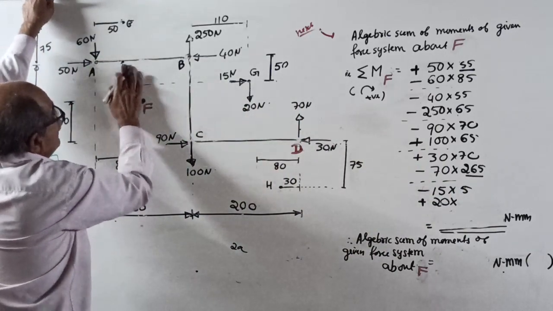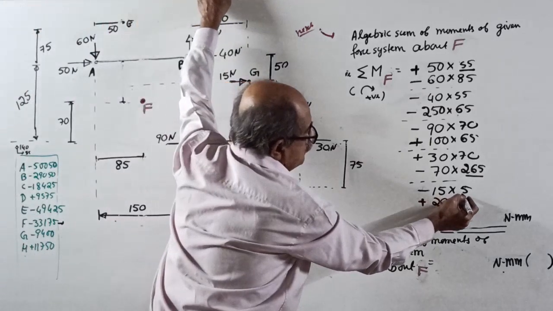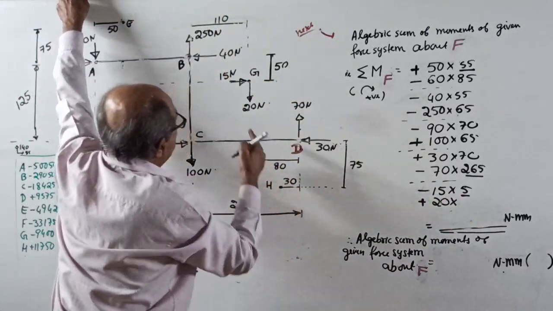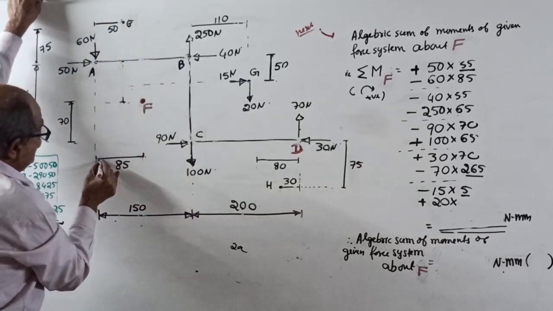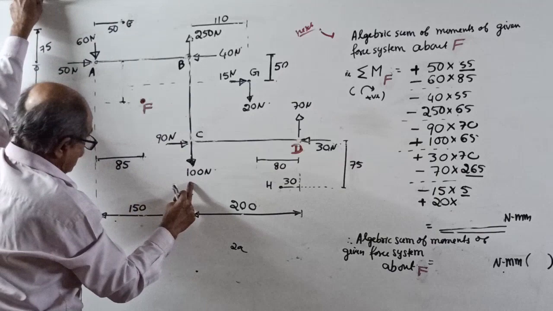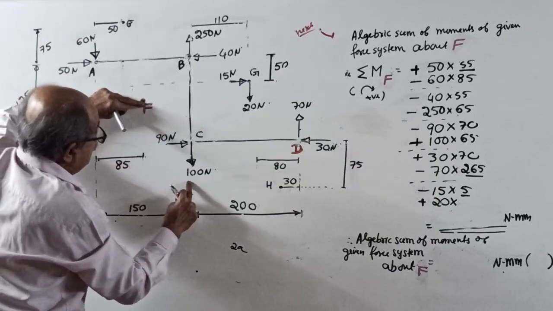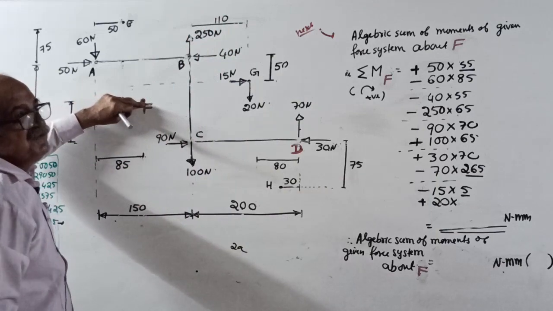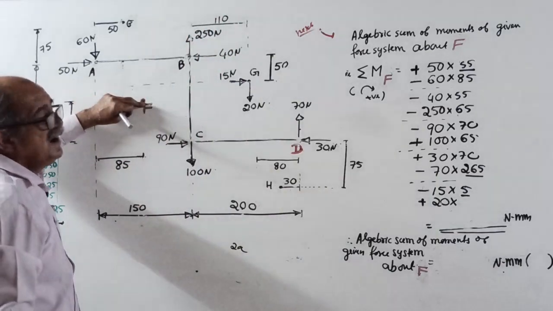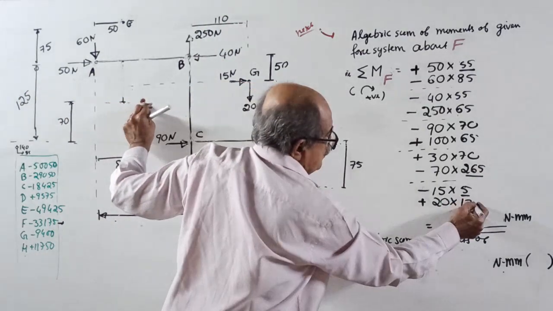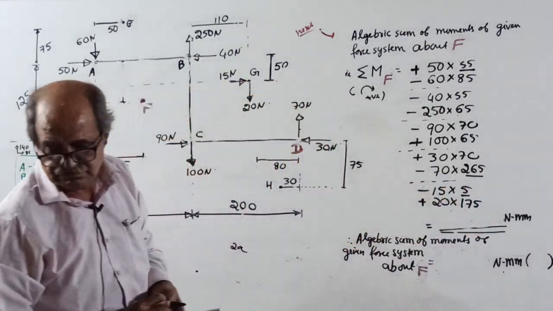Okay, I'll remove everything now. Right, how did you get 5? Right here. Lastly, 20 into, this is 85, this is 150. I told this is 65. So 65 plus another 110. 65 plus 110 is 175. Okay, I will calculate.